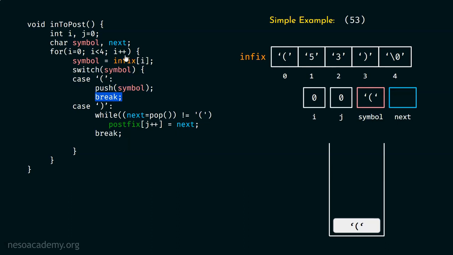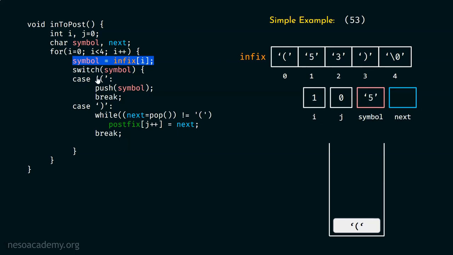Now we'll get to this point, that is I++. We'll increment the I by 1, and then we'll again check this condition. Is I less than 4? Yes, I is less than 4. 1 is less than 4. So we'll get inside. Now here we will put infix of 1 inside symbol variable, right? Because I is 1. So this symbol will get stored inside symbol variable.